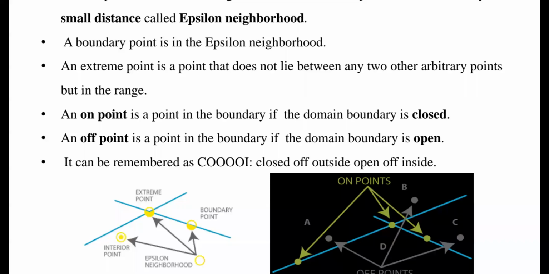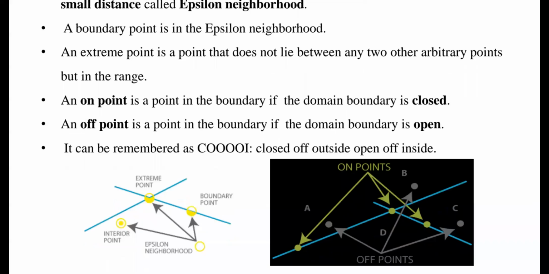An extreme point is nothing but a point that lies between two other arbitrary points, but in the range only. Extreme means away, but lies in between the arbitrary points only. An on point is a point which is on the domain line. Off points are outside the domain line. So they are the points that are in the particular domain. Okay.